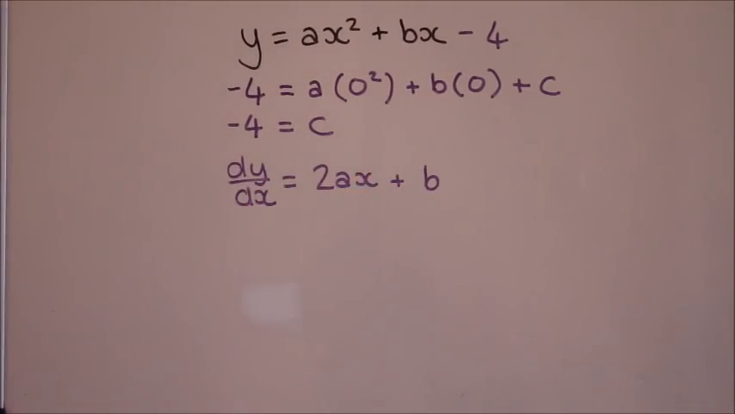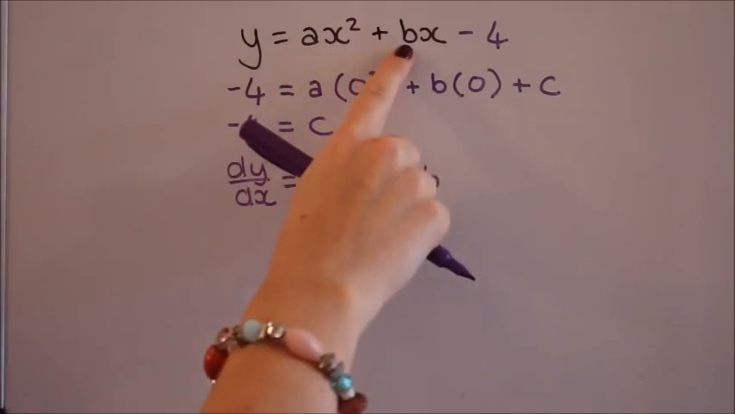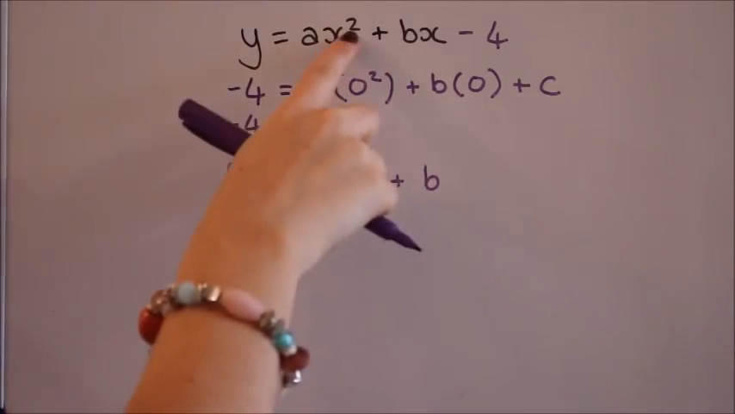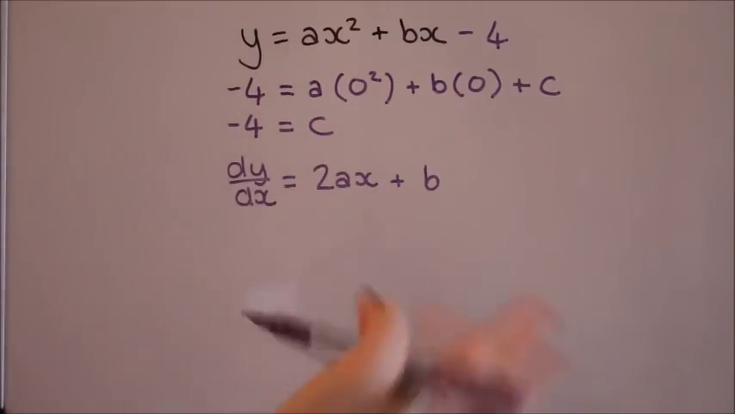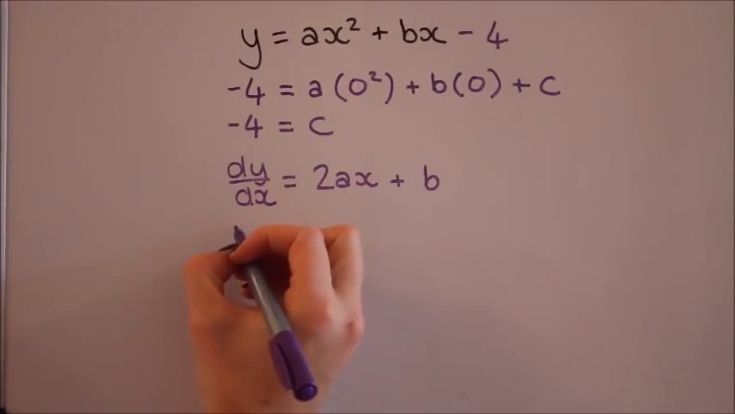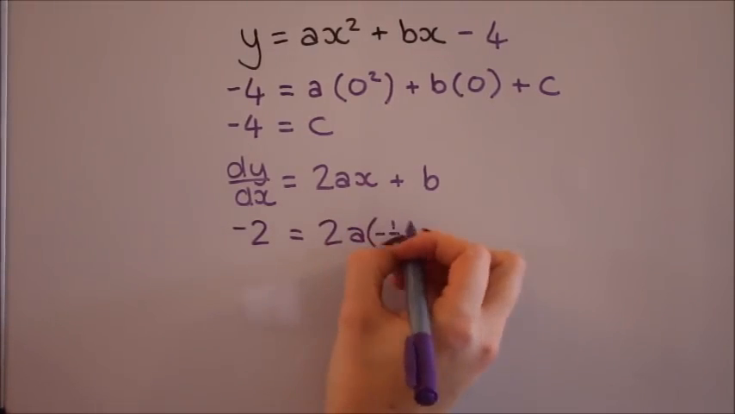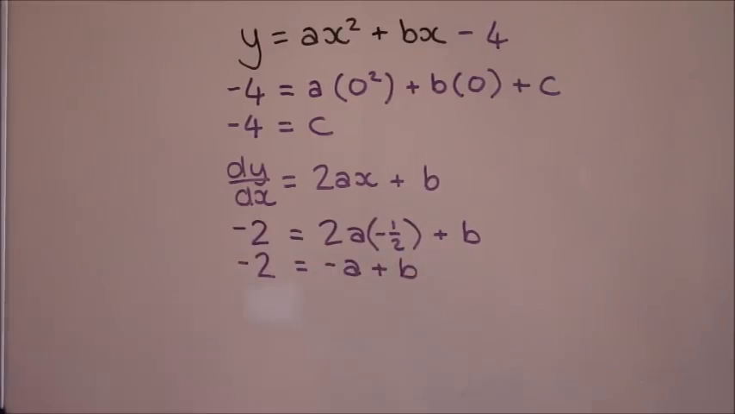The second piece of information is about the gradient, so it makes sense to differentiate this. When I differentiate that, I just treat the a and b as numbers, so I almost ignore them. Bring the 2 down to the front, times and take same as I would with numbers. Okay, we're told that the gradient is minus 2 when x is minus a half. There's not a lot more we can do to that right now, so let's move on to the third piece of information and see if it will help us to come back.